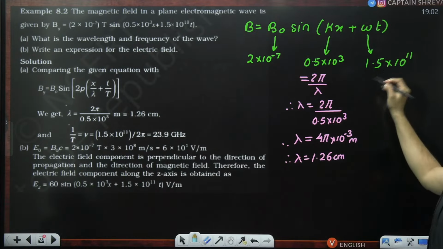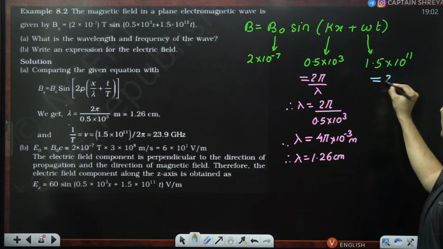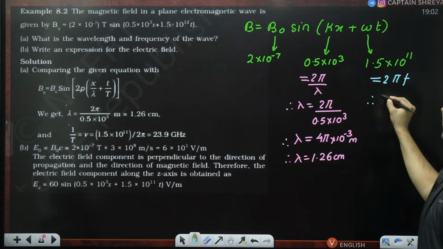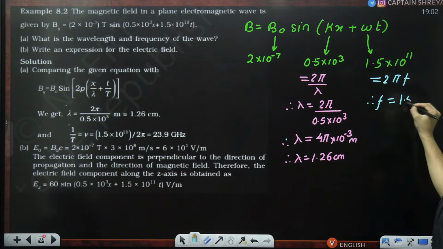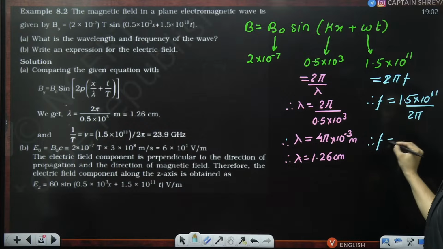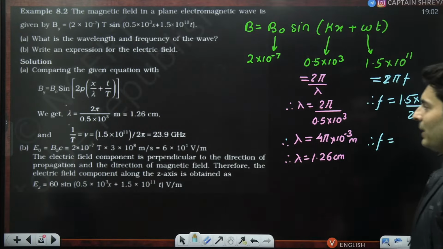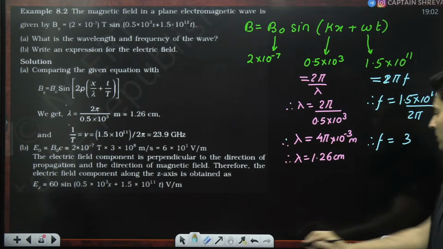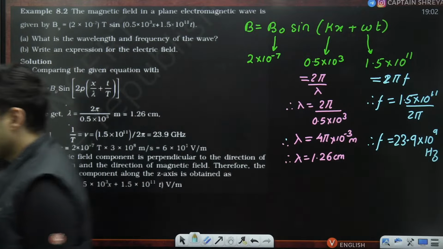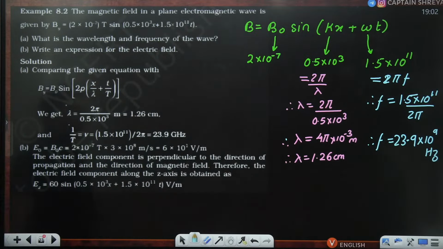Similarly, you can find frequency, because this is omega. Omega is nothing but 2π times f. Therefore, frequency will be 1.5 × 10^11 divided by 2π. From this you will get the frequency, and they have got the answer as 23.9 × 10^9 hertz. Now 10^9 is basically a giga. Yes, that's how you do this. Alright, so this is also done.